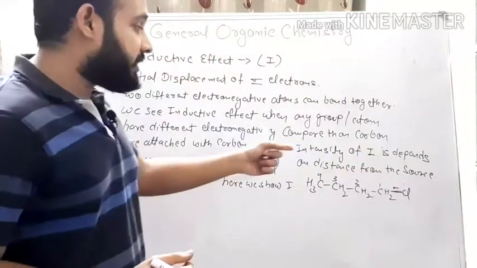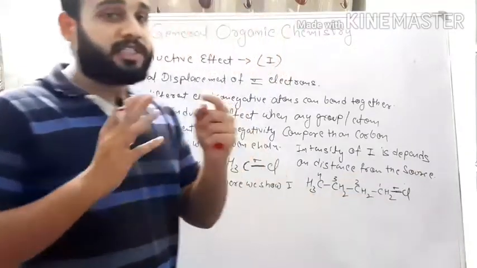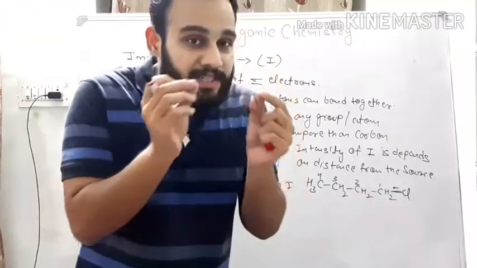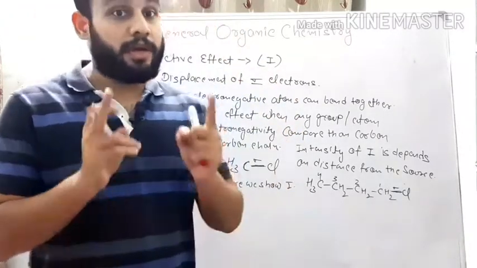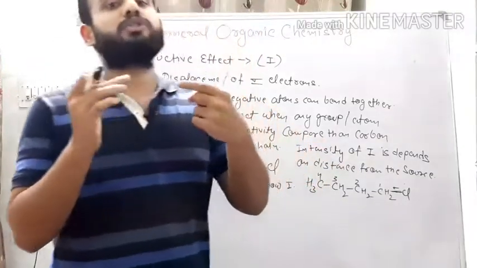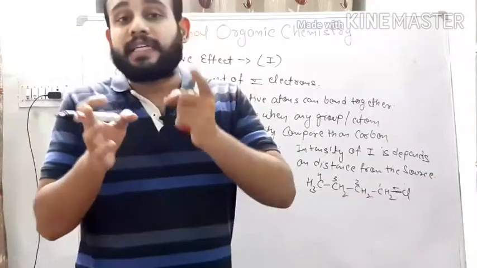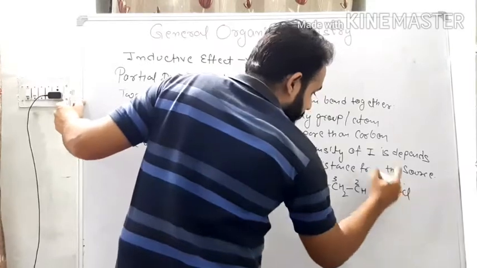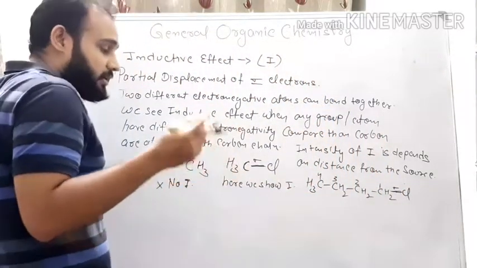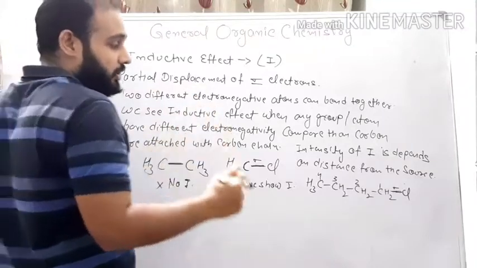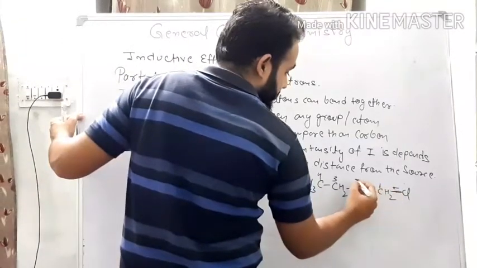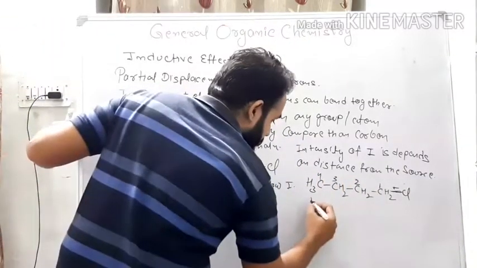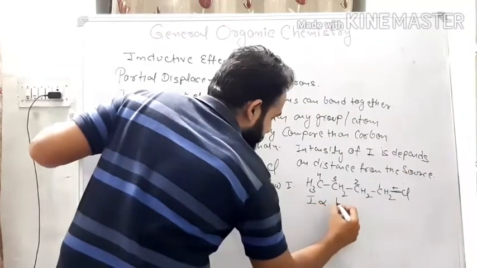But now you see that the intensity depends on distance from the source. When the distance from the source increases, its intensity will decrease. Remember, when the distance from the source increases, the intensity of the inductive effect will decrease. So the highest inductive effect by chlorine is on number 1, then its value decreases on number 2, then 3 and then number 4. Okay, so intensity I is 1 upon distance.